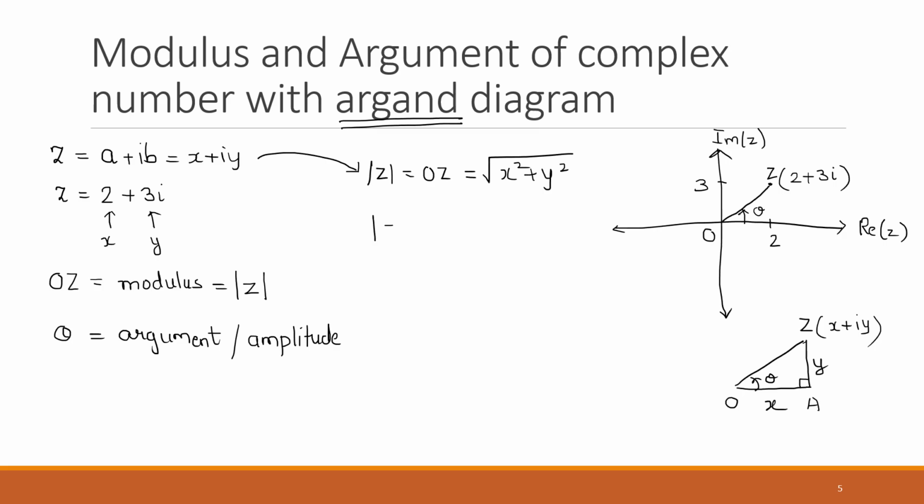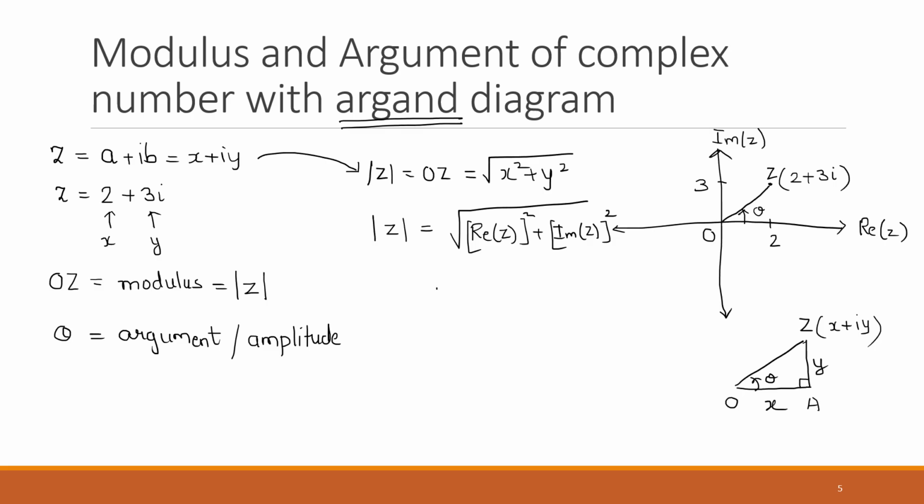In short, I can write mod z as the square root of the square of the real part of z plus the square of the imaginary part of z. Remember, i will never come in this mod z. Real part means a, imaginary part means b. I am not saying ib, I am just saying b. Okay. Now I want to find theta.